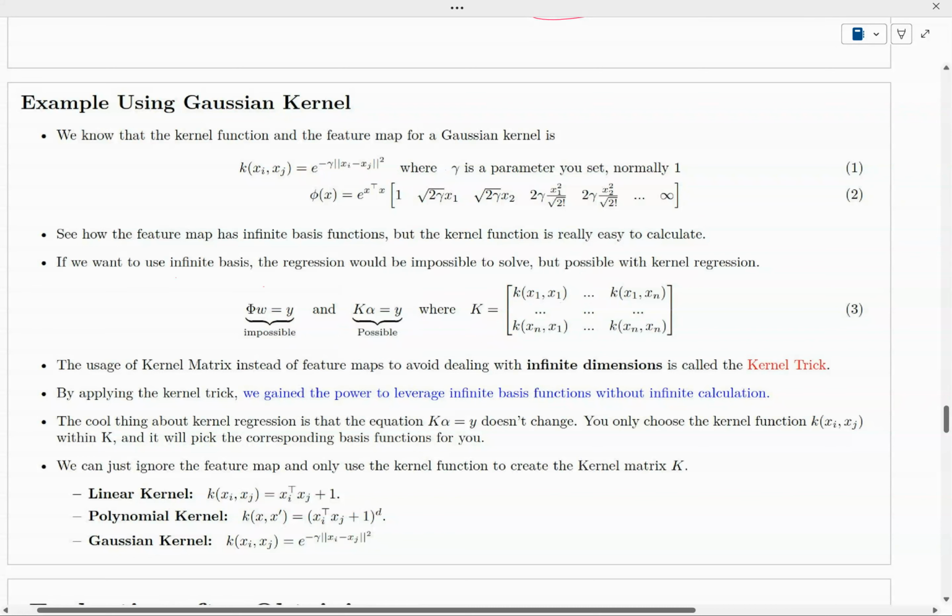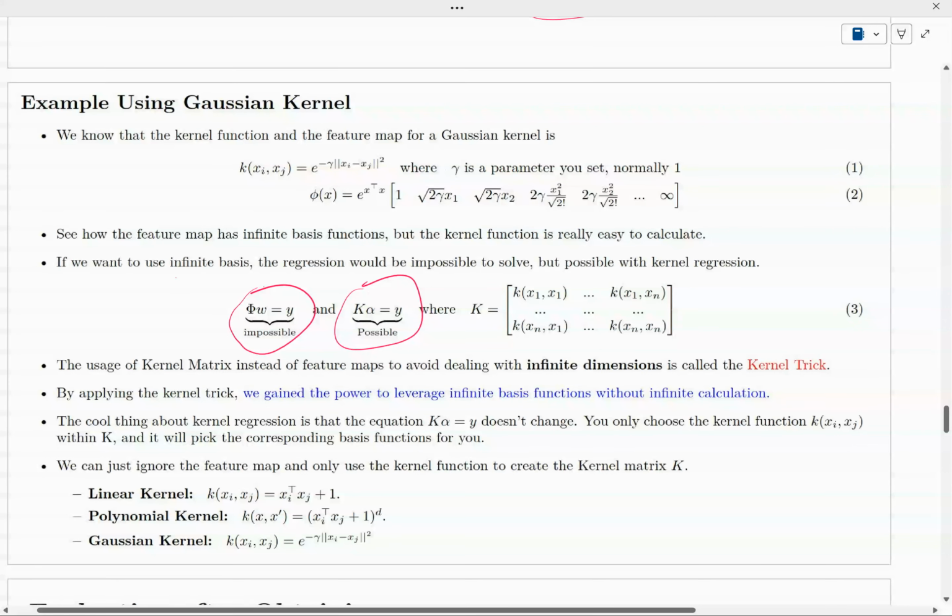So while this is infinite, this is n by n. So the kernel matrix is calculable. You can obtain this by just calculating the one at a time. Once you calculate this, this is an n by n matrix. This is alpha. We know how to solve this kind of problem already, right? We can use the closed form solution to solve this.